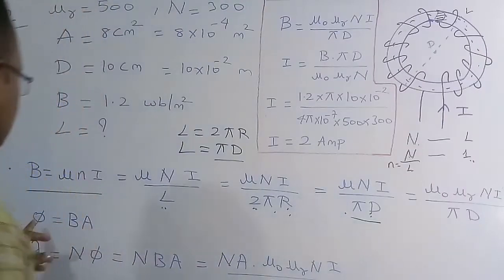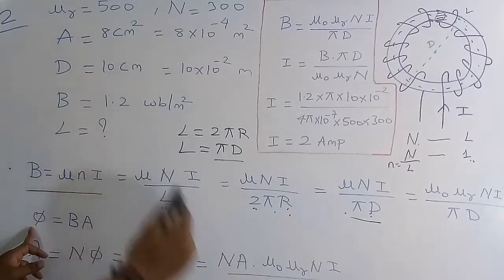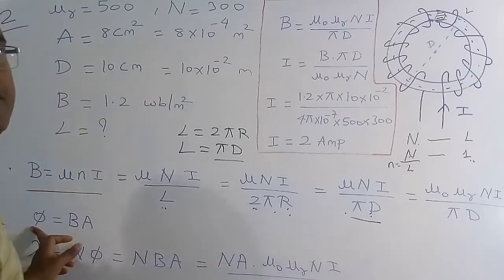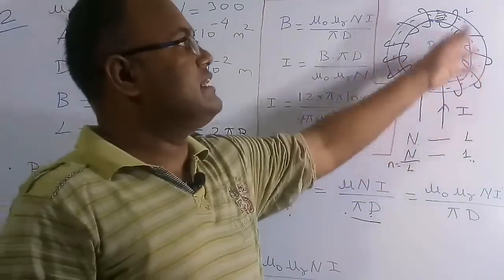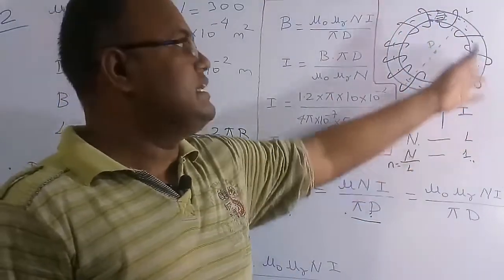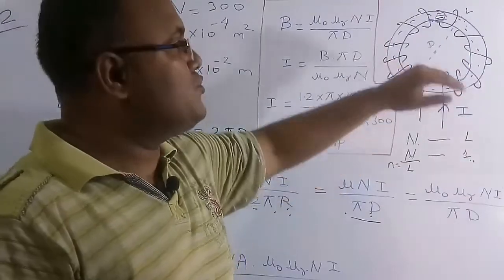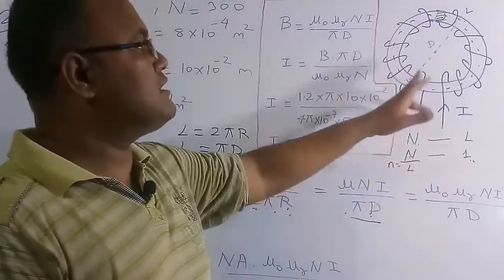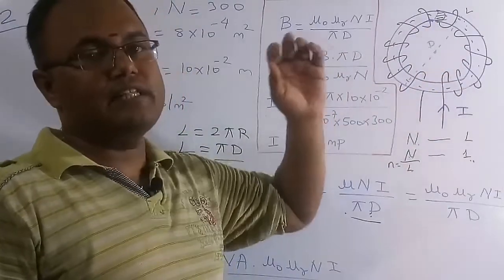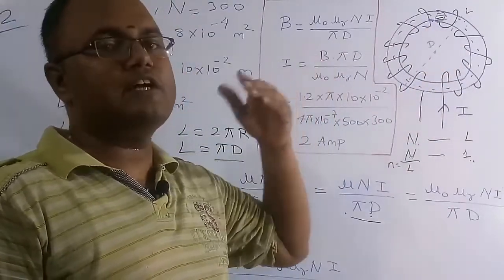So now the flux. Because of one turn, the amount of flux produced is equal to the product of the magnetic flux density and the area of the iron core. But if I want to find the overall flux linkage in this iron core, it is due to N number of turns. So if phi is the flux per one turn, because there are N turns, the overall flux linkage is equal to the total number of turns into flux per one turn.